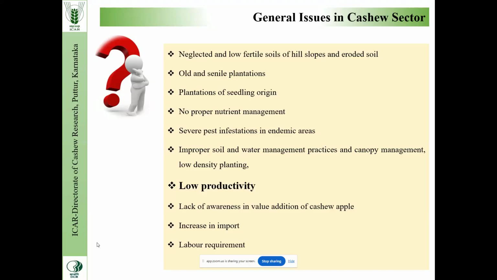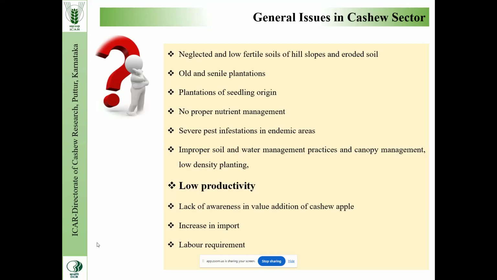The yield of seedling originated plantations is comparatively lesser than that of vegetatively propagated plantations. There is no proper nutrient management. As of now, there is no standardized package of practices. Even where it is available, most farmers are not following it because cashew is treated as a neglected crop, and whatever yield they get with minimal cultural operations, they go for selling.